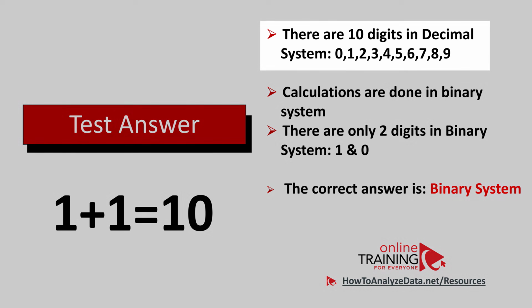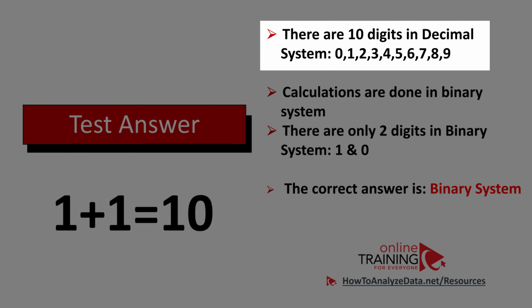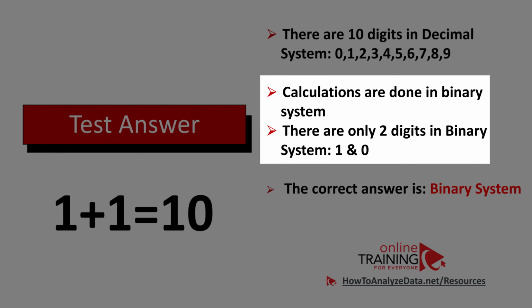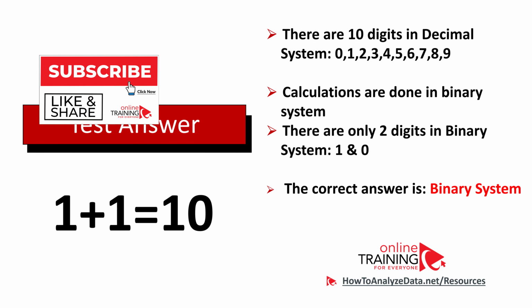Typically, when we do calculations, we use 10 digits in the decimal system. We use 0, 1, 2, 3, 4, 5, 6, 7, 8, and 9. But here, calculations are done in the binary system, and there are only 2 digits in the binary system, 1 and 0. So what happens when you get calculation in the binary system and you add 1 plus 1, what looks 10 in the decimal system looks like 2 in the binary system. So the correct answer, this calculation is possible because of the binary system.